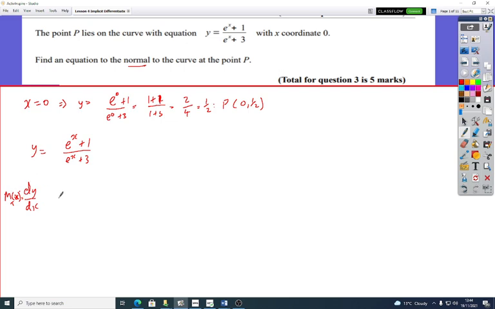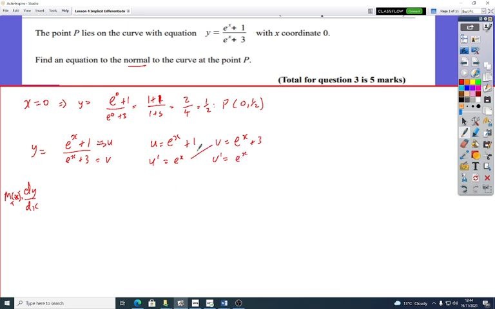Okay. So this is a quotient. I'm going to call the top bit u and the bottom bit v. So u equals e to the x plus 1 and v equals e to the x plus 3. When I differentiate u, the constant goes to 0 and e to the x stays itself. I differentiate v, the constant goes to 0 and e to the x stays.